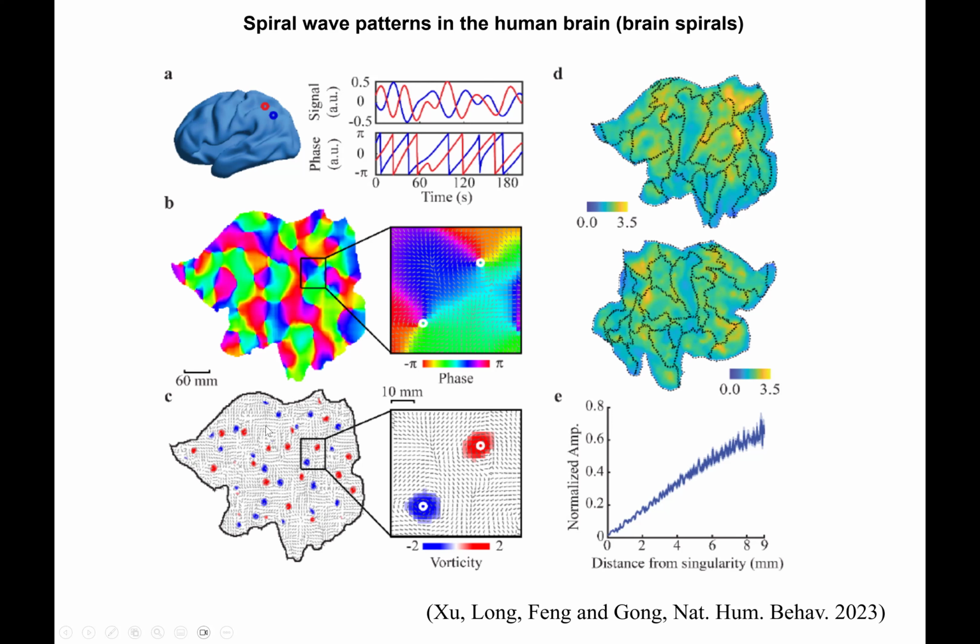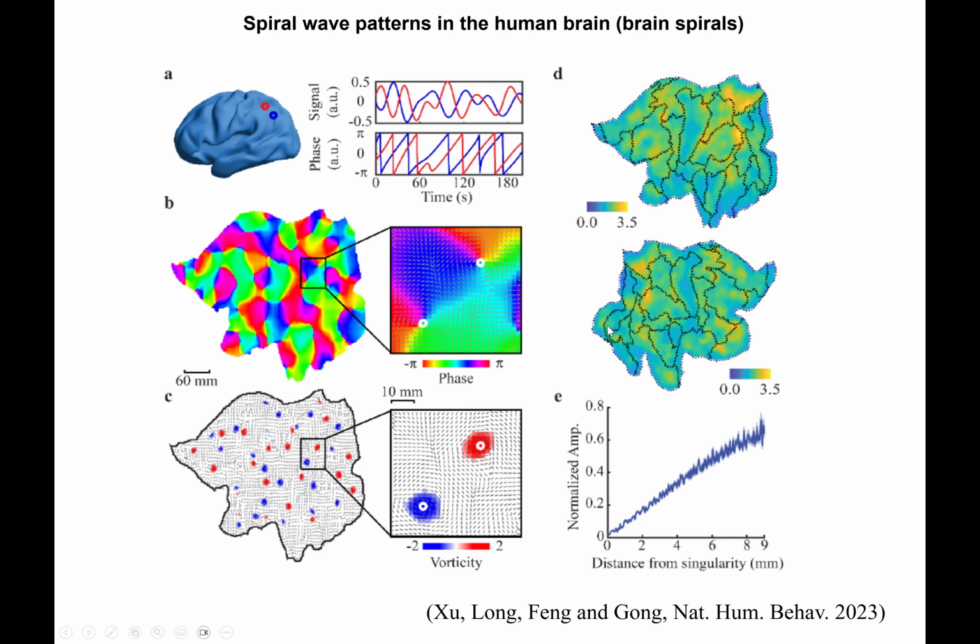Roughly, we have around 16 of these spiral waves occurring simultaneously at an instantaneous time moment. So this is for spontaneous activity. Of course, for these spirals, we found that if we move away from the singularity point here, the normalized amplitude of the fMRI signal would increase, as found in other studies for spiral waves.